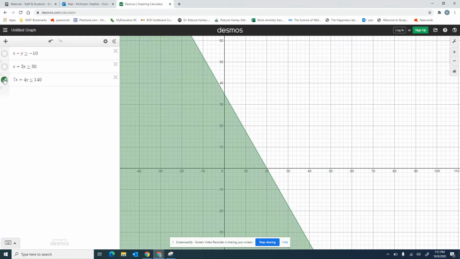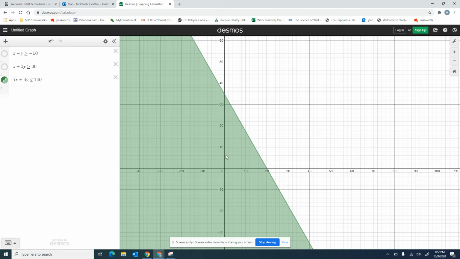The third line, it looked like you did your work right. It's kind of hard to see on the phone, but it looked like you did your work right, except you mixed up the x and y intercepts when you graphed it.